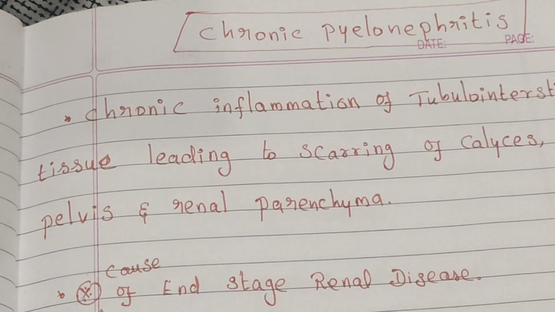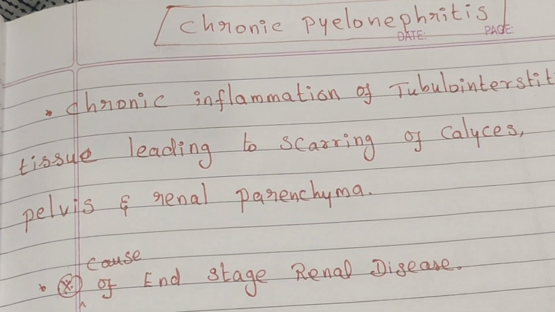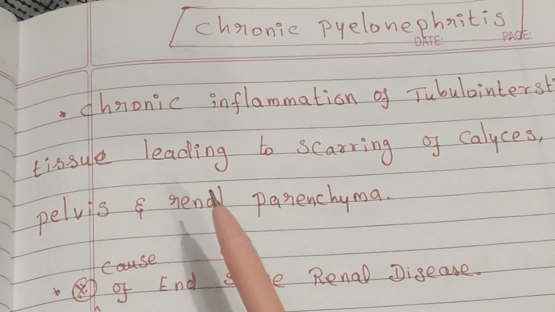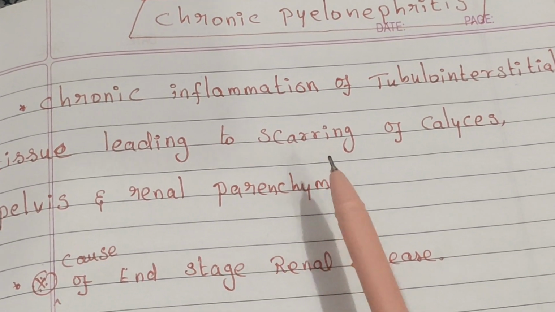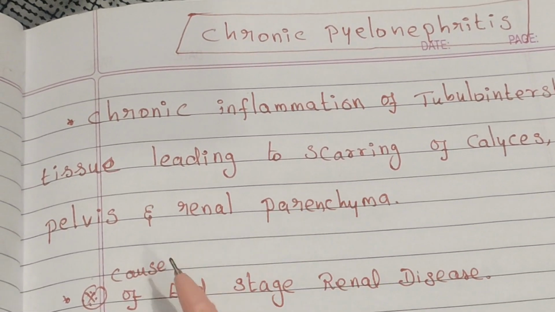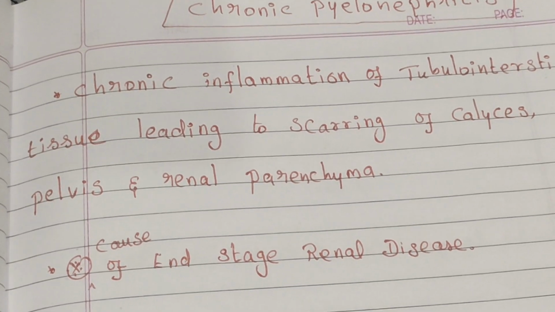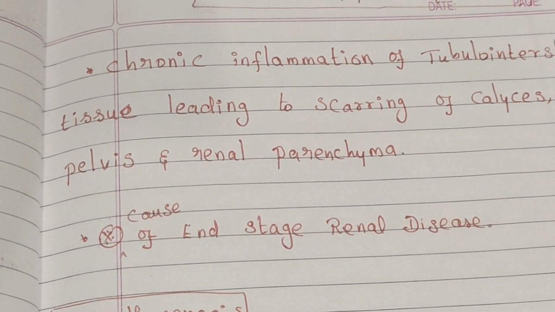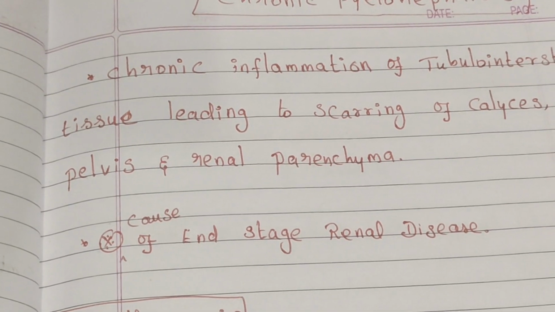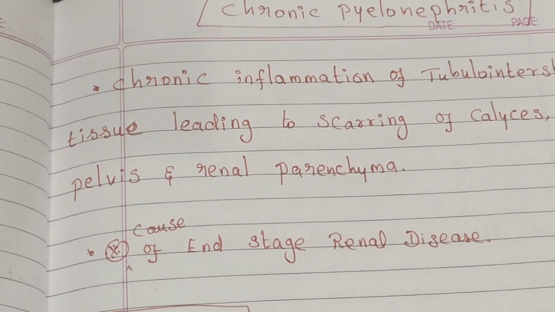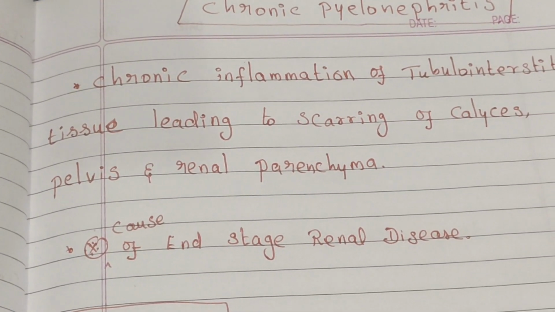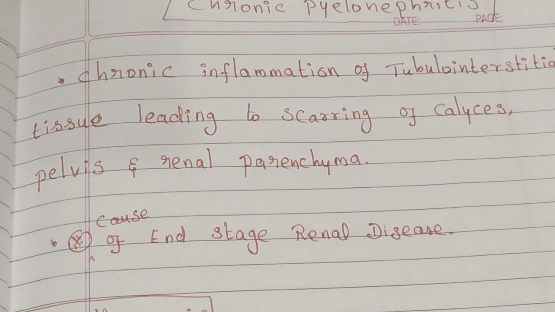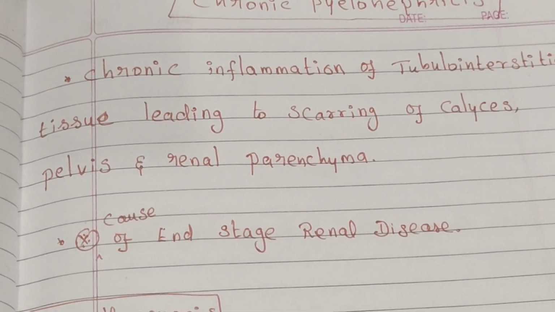So chronic pyelonephritis is the inflammation of tubulointerstitial tissue leading to scarring of calyces, pelvis, and renal parenchyma. Chronic pyelonephritis is an important cause of end-stage renal disease.